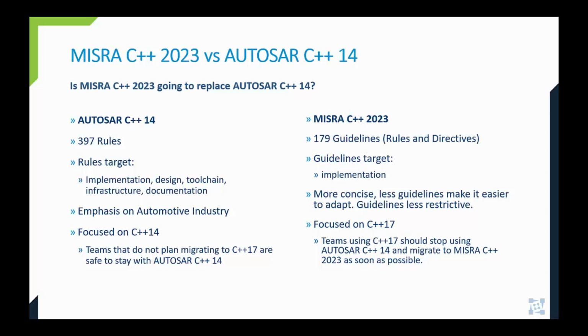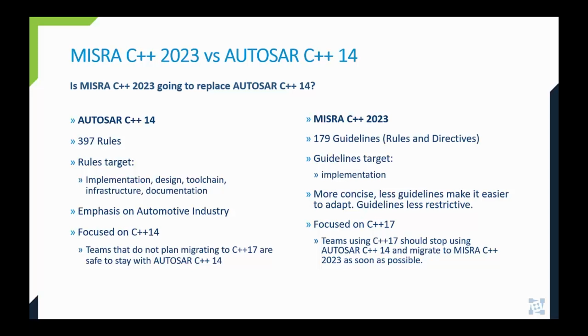Therefore, the AutoSAR C++ 14 coding standard contains guidelines not just on the implementation of C++, but also guidelines that target the tool chains, the design, documentation, a few other things, which actually don't relate to just the C++ implementation. So it may be perceived to have some unnecessary guidelines. However, a best practice and what organizations have been doing for many years is to create their own coding standard configuration. And what they do is they enable or disable some of the AutoSAR C++ coding guidelines.